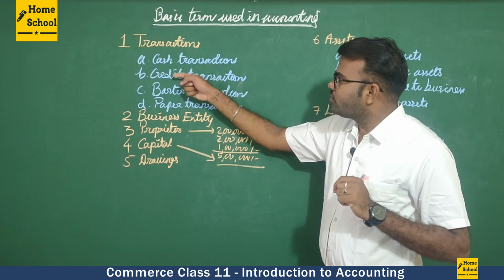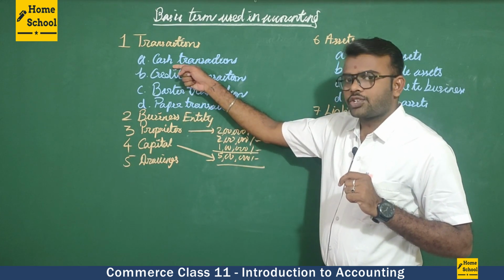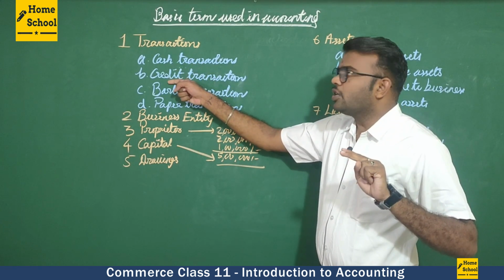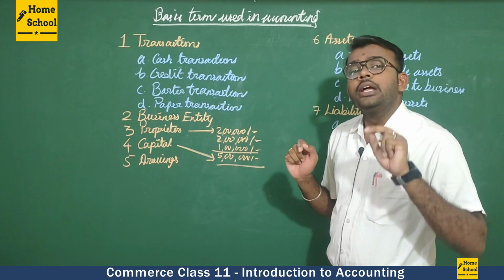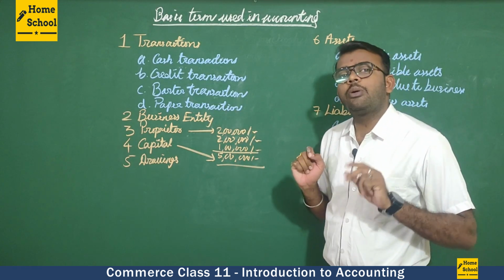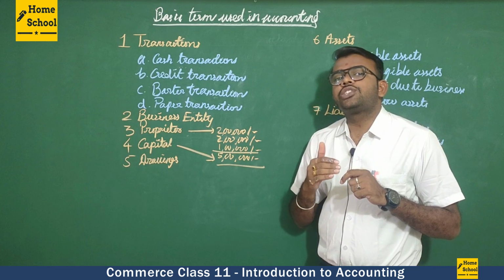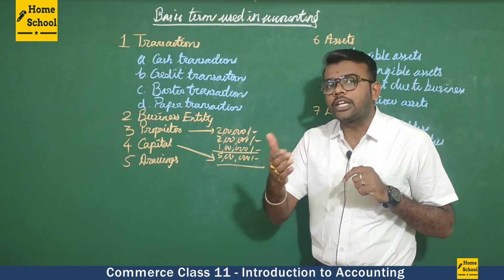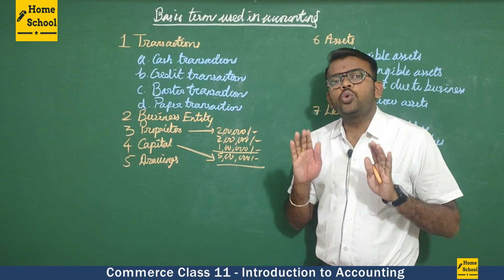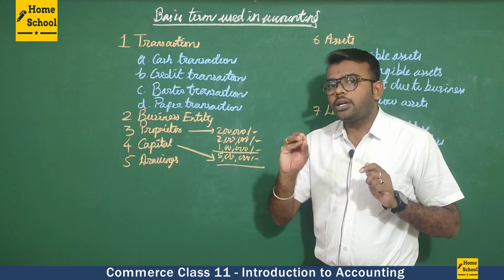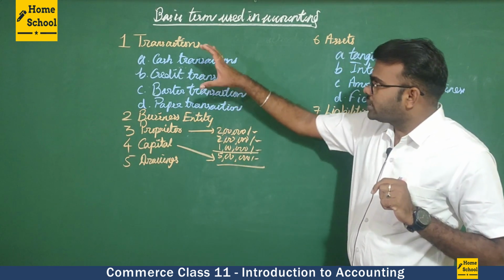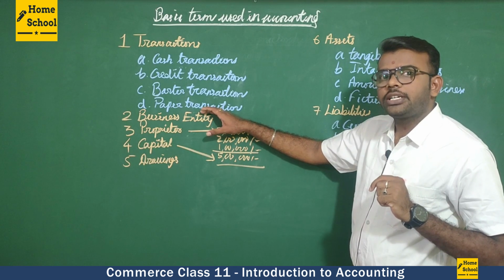Okay. The first basic term is what? Transaction. In that we have 4 types. Cash transaction, where the receipt and the payment of cash happen immediately. We have a credit transaction, where the receipt or payment of cash happens on a future date. Third one, we have a barter transaction, where we are exchanging one good for another good. Then we have a paper transaction. Here there will be no question of cash, but that type of transaction we are going to enter in the books of accounts. So these are called the different types of transactions.